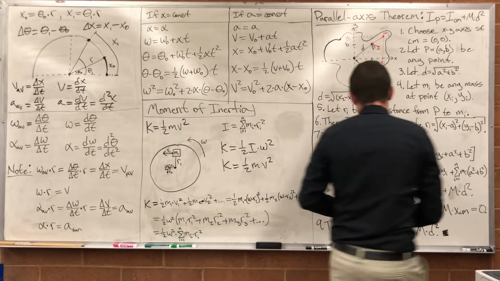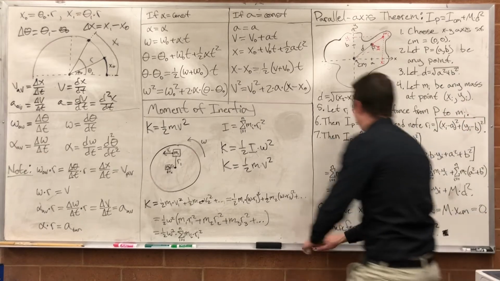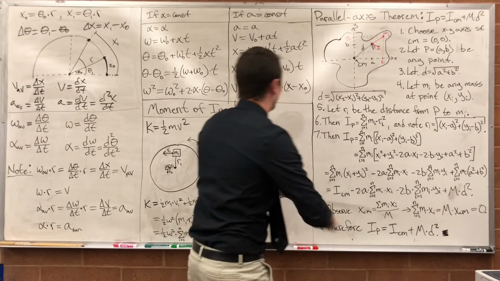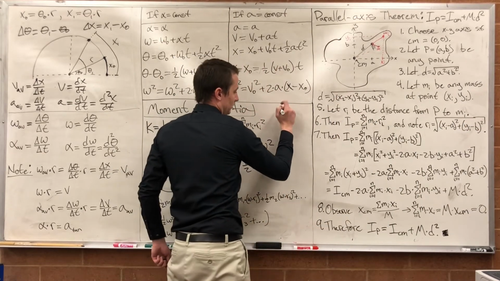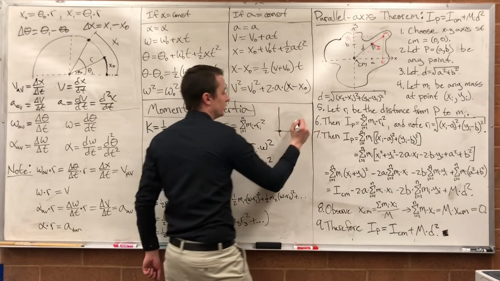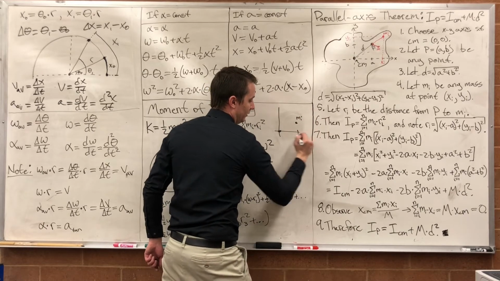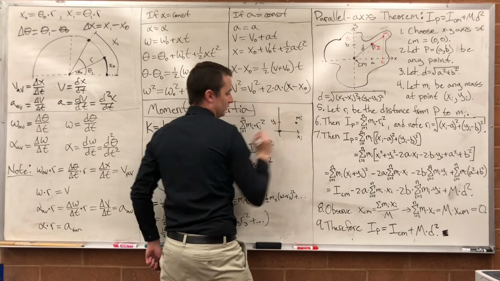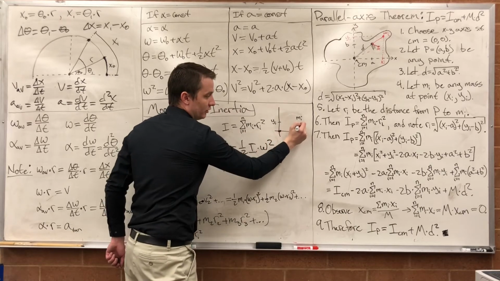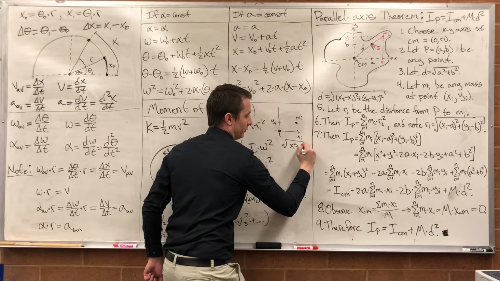Why are they squared? Distance. It's just the regular distance formula, the Pythagorean theorem. Let me draw on a separate thing over here. Here's my center of mass. Here's m sub i. What are its coordinates? X sub i, y sub i. What's the distance from the origin to there? The square root of x sub i squared plus y sub i squared.